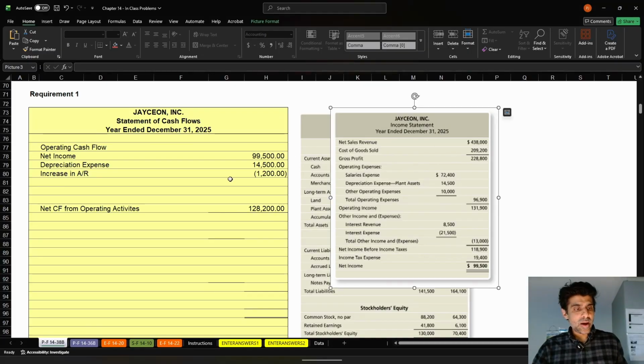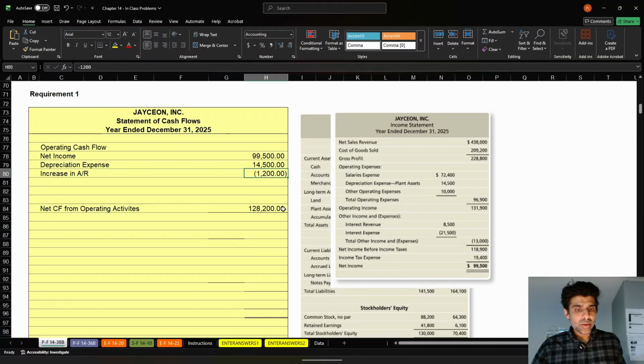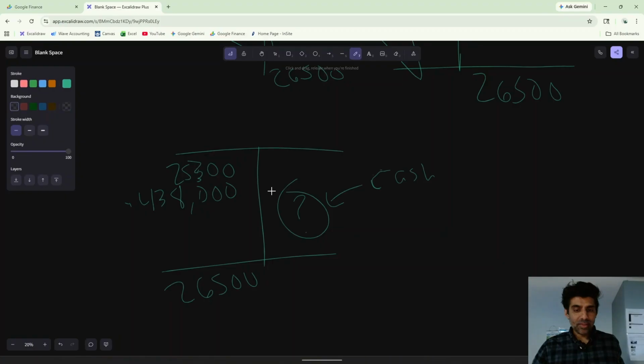Okay, so this $1,200 comes from this, in that we needed to have this 438,000, which is how much was showing on the income statement, but really the amount of cash we collected was $1,200 less than that. Okay, whatever it is, 420, you can do the math, but it's $1,200 less than this.